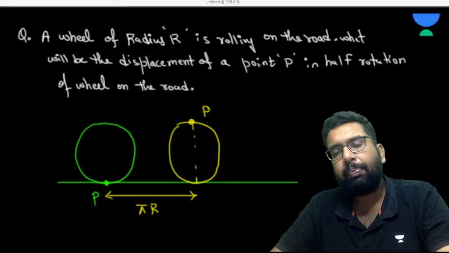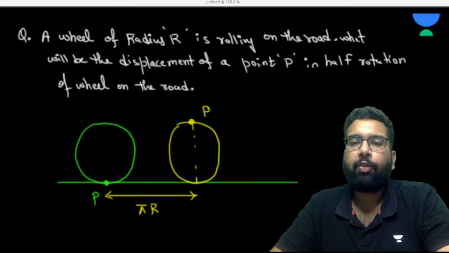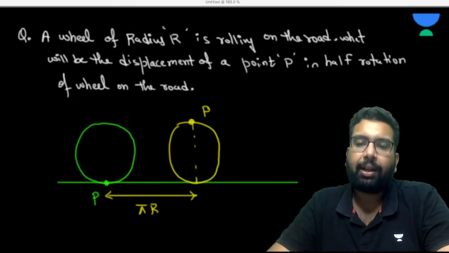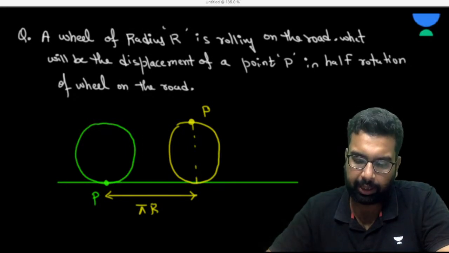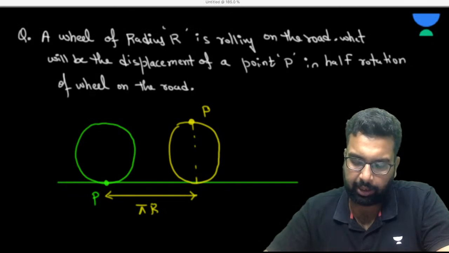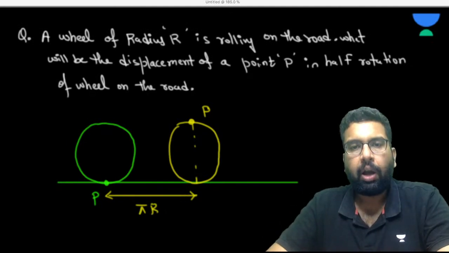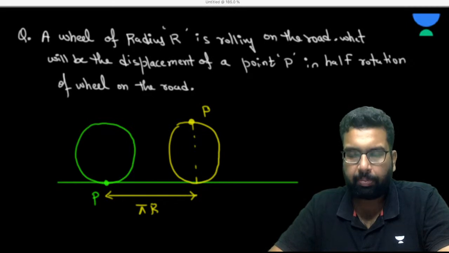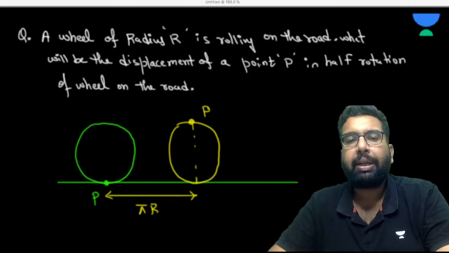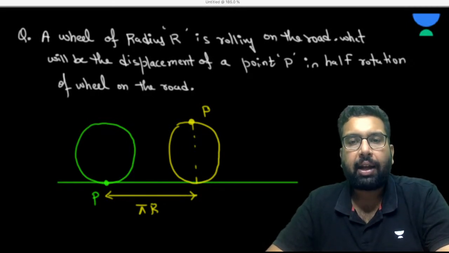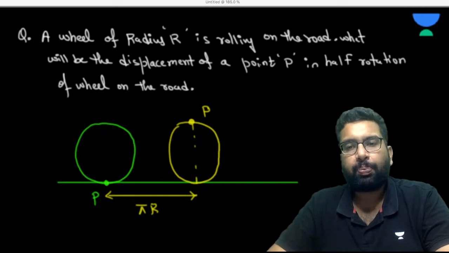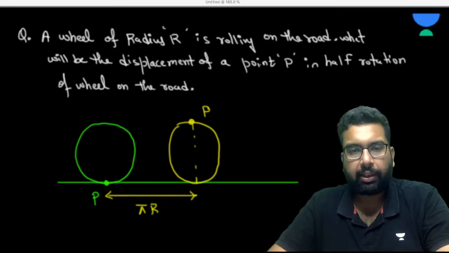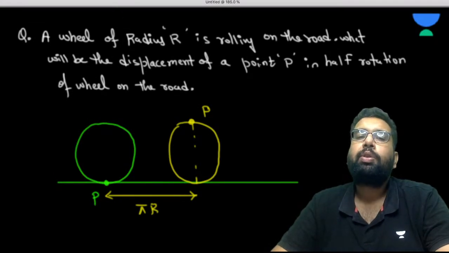So if one complete rotation it would have taken, it would have forwarded by 2 pi r distance. Now since it is rotated by only half a rotation, that means it is going to cover the distance of pi r in the linear direction. So this is pi r. Now many students give the answer to this question as pi r only.